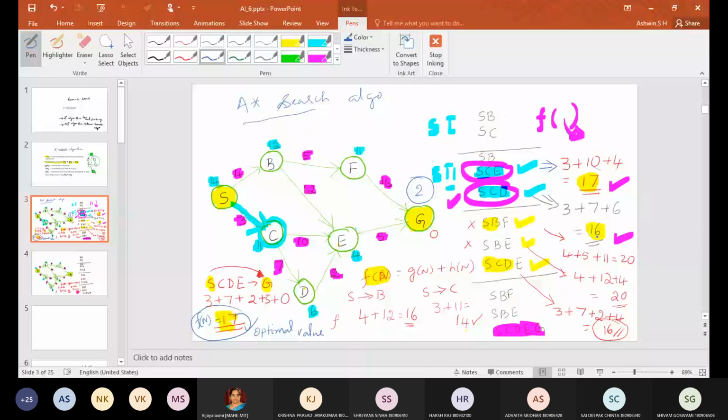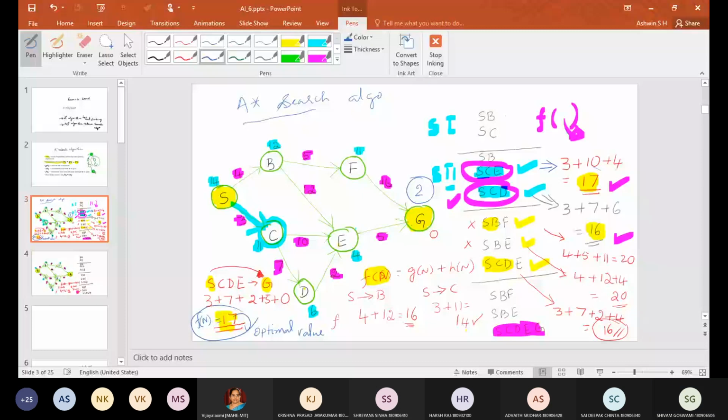If you calculate SCEG, it will give you 10 plus 3, 13, 13 plus 5, 18. Even otherwise, if I calculate the total cost, it will be 18. That is not the optimal value. The optimal path is SCDEG. This is the optimal value. Okay, ma'am. Thank you.